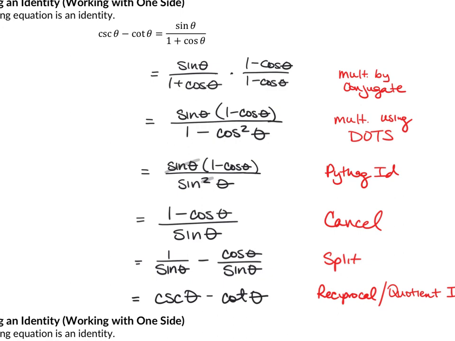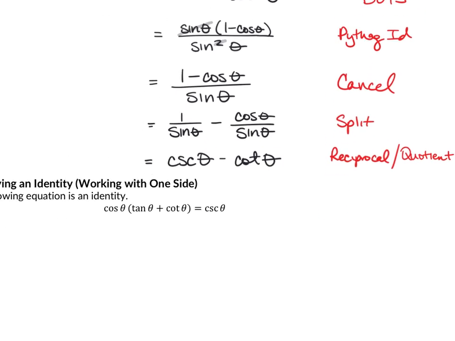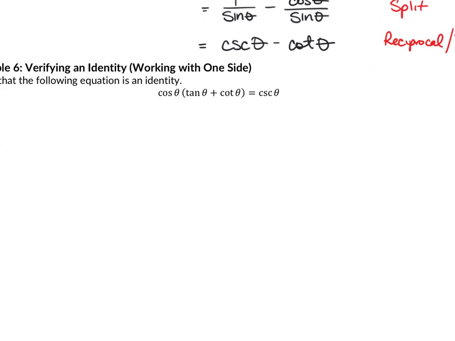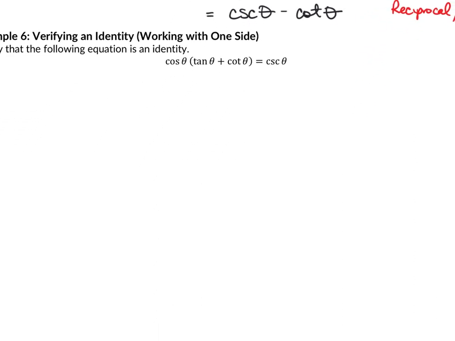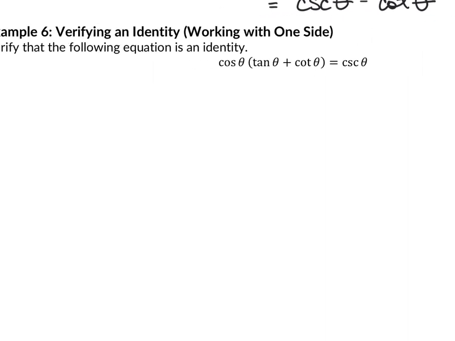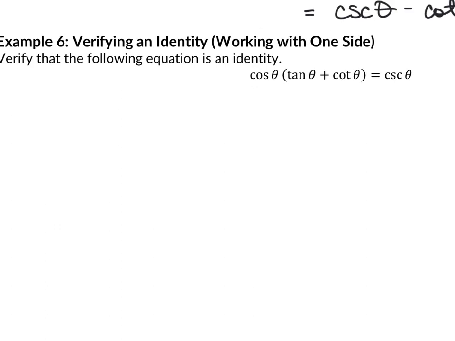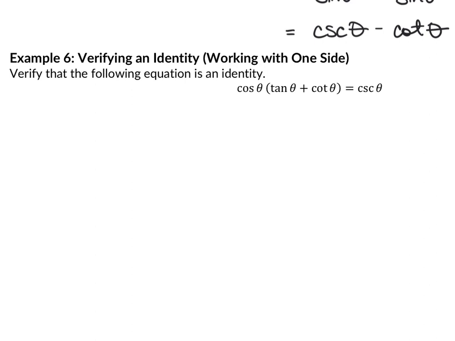Last example with me, and then you get to practice on your own. This one's the easy one. Which side's more complicated? The left side. So we're going to be working with the left side here, and we're going to get it to look like the right side. Okay. For this one, I know we could distribute first, but I'm actually going to hang on to the distribution for a little bit just to show you something else, since these are our notes.